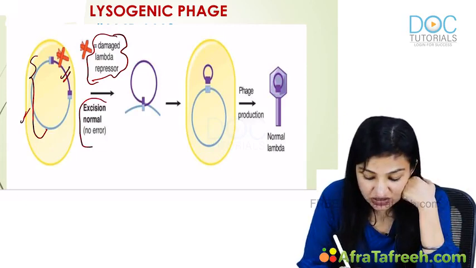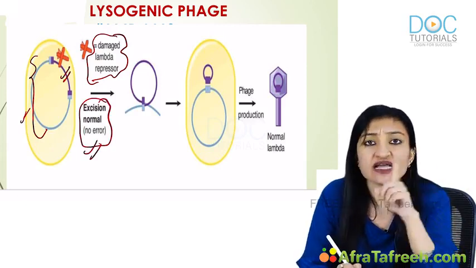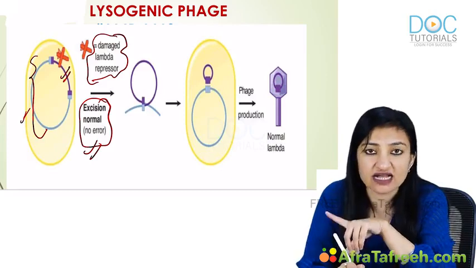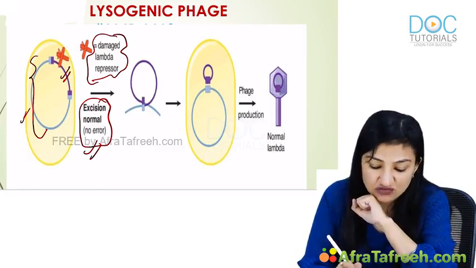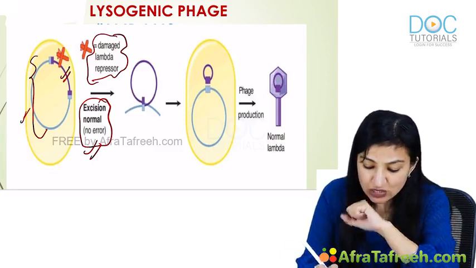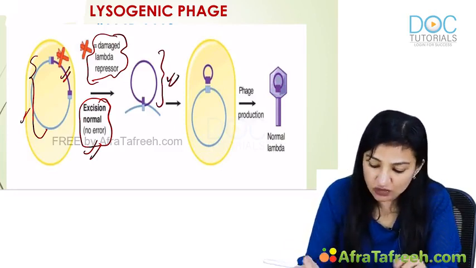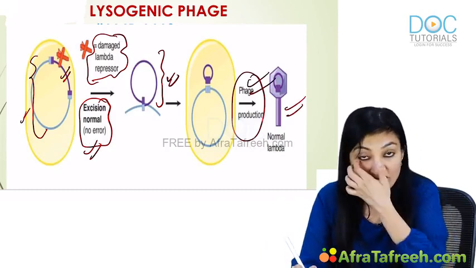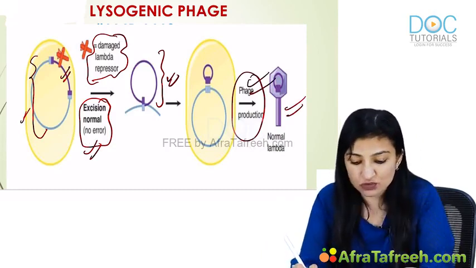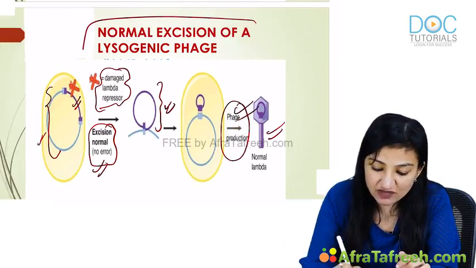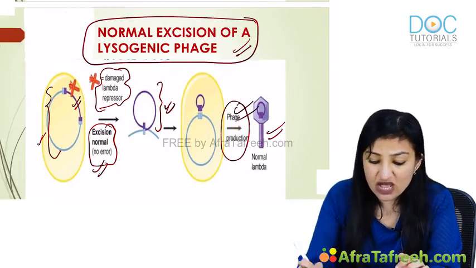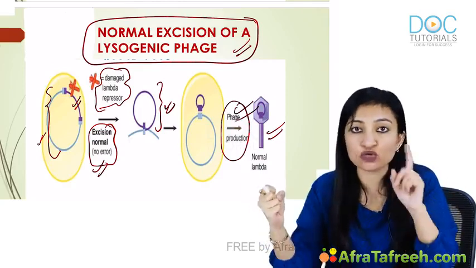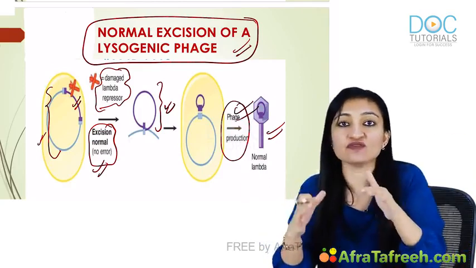Now if the excision is normal, it is not going to commit any crime, in the sense that it is not going to steal any genes from the bacterial chromosome. So it is simply coming out, like this, and then it will multiply, and the daughter lambda phages are going to be produced. So this happens in case of a normal excision. Normal excision means when the lambda phage DNA decides to come out of the bacterial chromosome, it is not going to take along any of the bacterial genes.